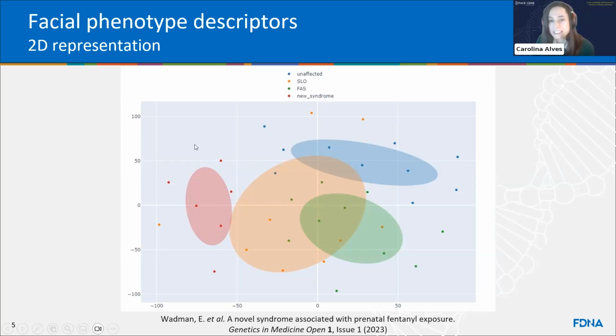And you can also see these ellipses that are represented here. They are actually one standard deviation around the cluster center. So you can think of them as the cluster core for each of these groups. And we can already see, just from looking at this visualization, that there is already some separation between the potential novel syndrome here in red and the other groups.